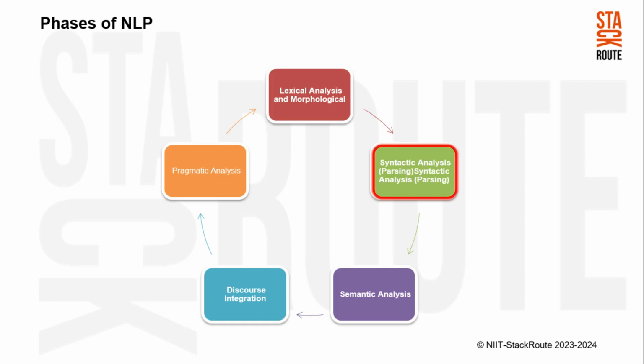2. Syntactic analysis, parsing. Syntactic analysis is used to check grammar, word arrangements, and shows the relationship among the words. Example: Agra goes to the Poonam. In the real world, Agra goes to the Poonam does not make any sense, so this sentence is rejected by the syntactic analyzer.